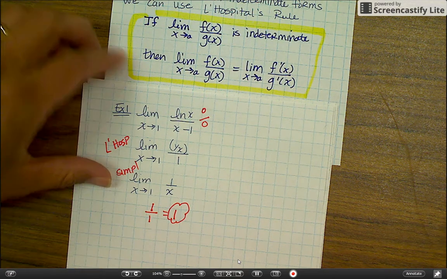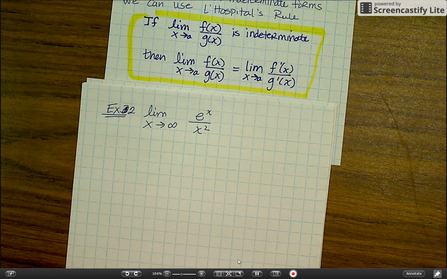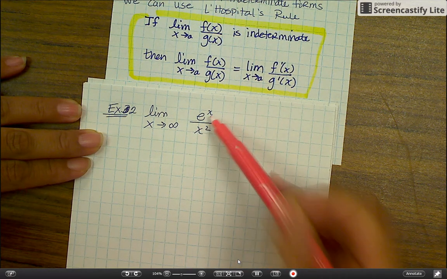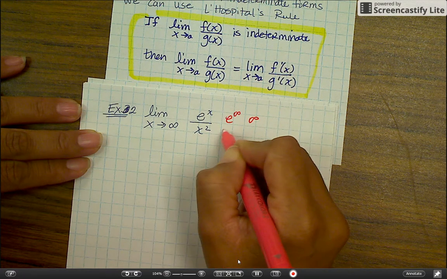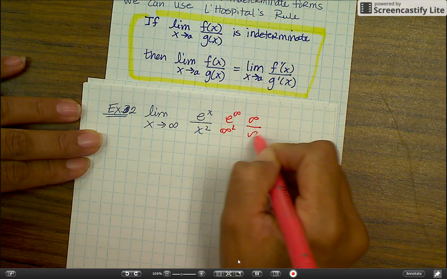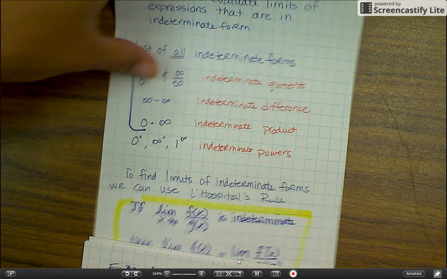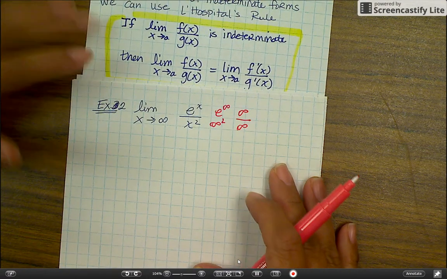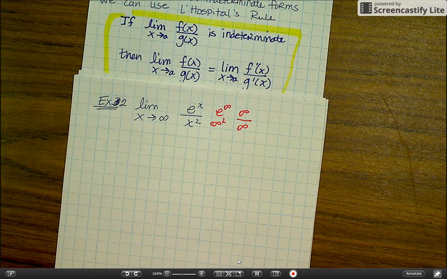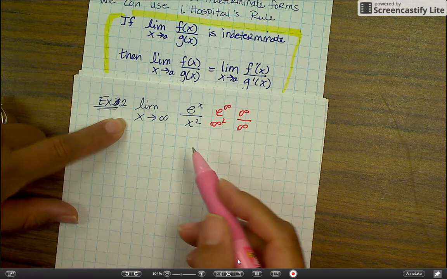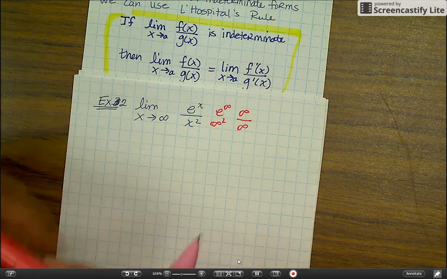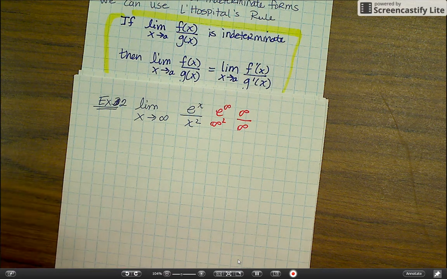So the next problem is this expression. I'm going to put infinity in, so I'm going to get e to the infinity, which is infinity. And I have infinity squared, which is infinity. So I have an indeterminate form. If I have an indeterminate form, then I can use L'Hopital's rule. And in order to do that, my expression has to already be in a fraction, which it is. So now I'm going to go ahead and apply L'Hopital's rule in the next step.